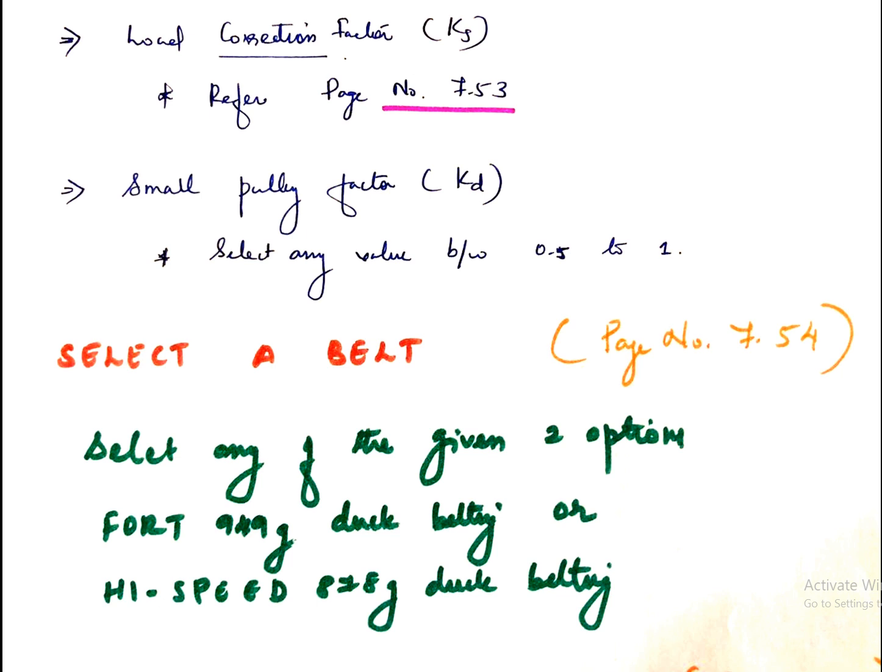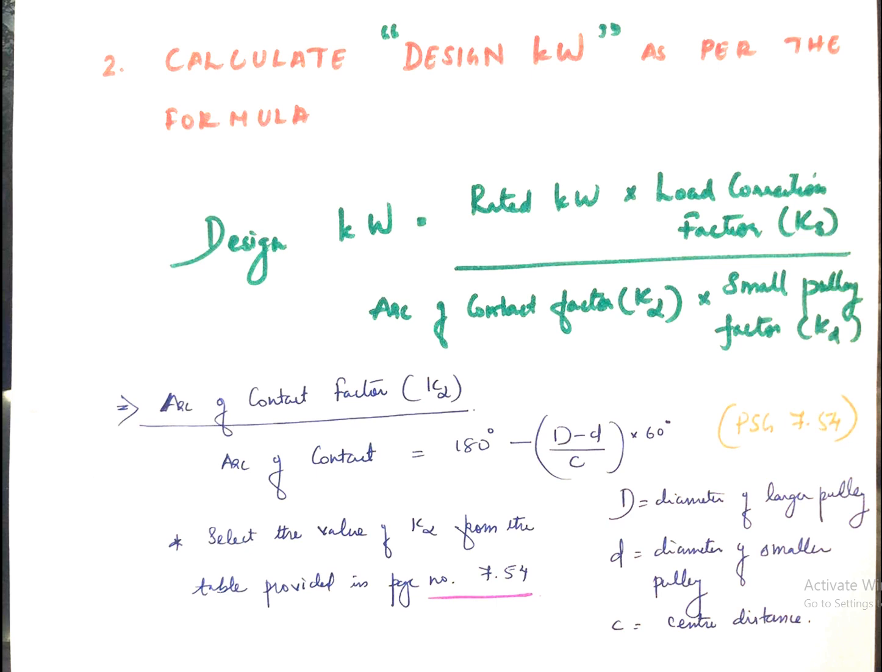Now once this is over, you can substitute all these values in the design power equation, once you find all other factors. Just substitute those values and you can get the design load.